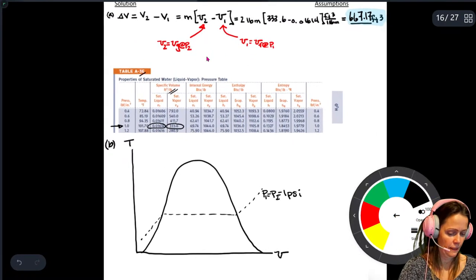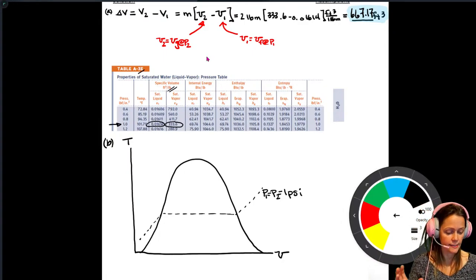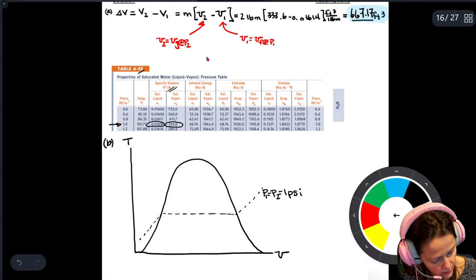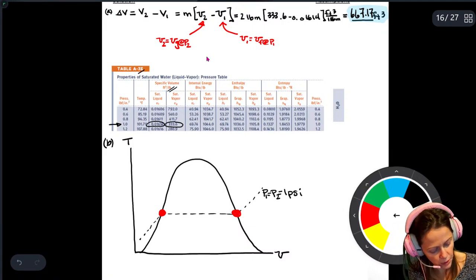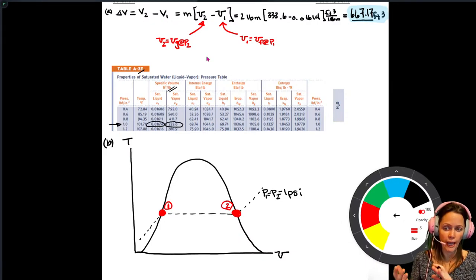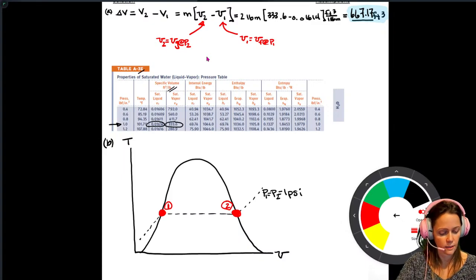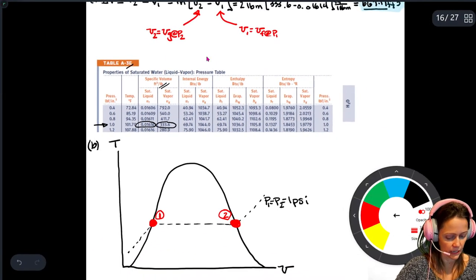All right, so I know state one is on that saturated liquid line. And state two is on that saturated vapor line. So I'm going to put a number one with a circle and a number two with a circle. What I do want to caution you against, don't put S1 and S2 for state one and state two, because there's a property over here that's defined as S, so you don't want to get that mixed up. So I don't want you to get in a habit of that now.